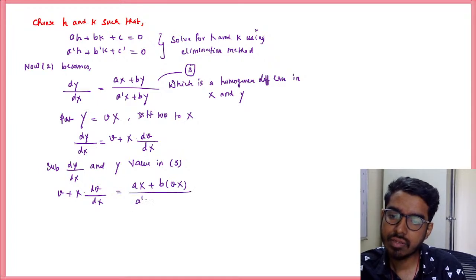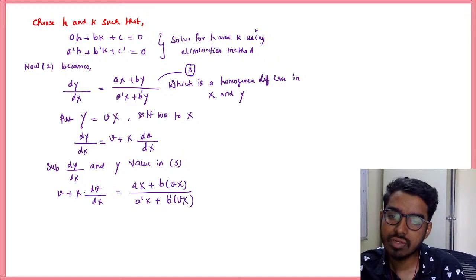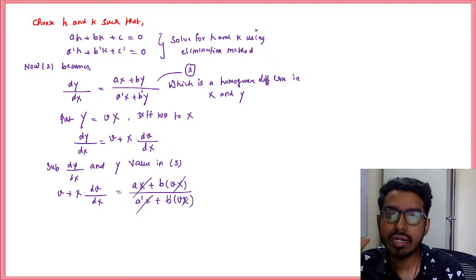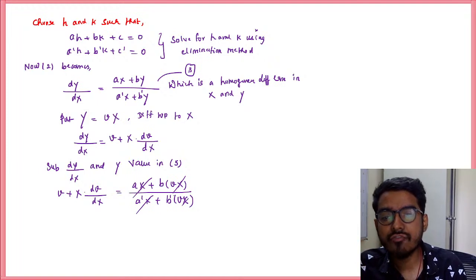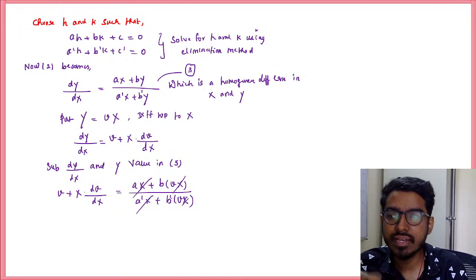Divided by a dash x plus b dash y x. So this x will get cancelled. Now you can see you will have what? Functions of v and dv on one side and dx by x on the other side, right? That is, it is reduced to a homogeneous differential equation.